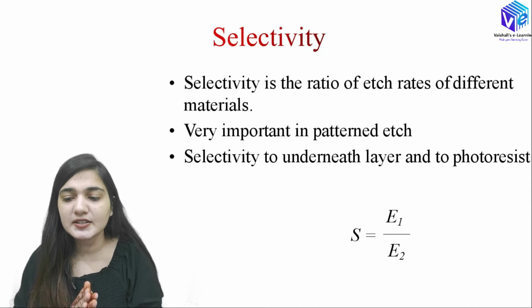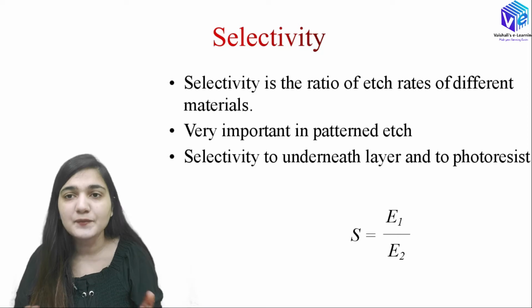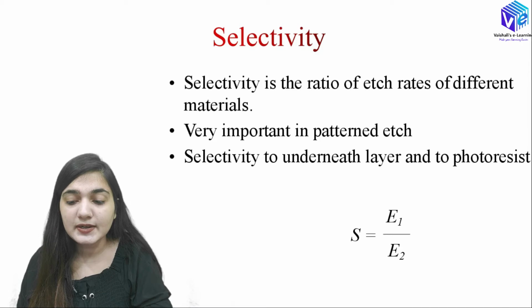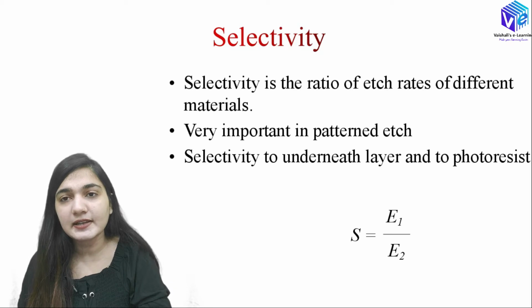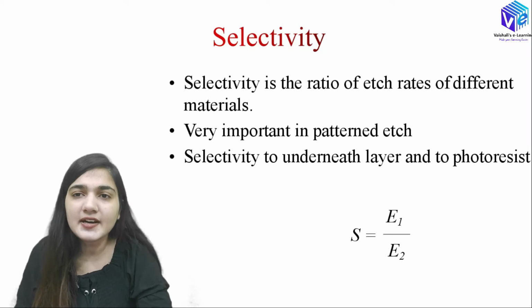Selectivity is the ratio of the etch rate of different materials, how fast a chemical or any physical process is etching out a particular material. So it gives me the measurement of the selectivity. It is very important in the patterned etch process, and it will give me selectivity to the underneath layer and to the photoresist layer also. How can I find out the selectivity to the photoresist or to the underneath layer? We will find out with the help of various chemicals and the hit and trial method.